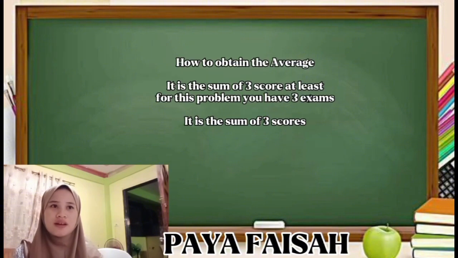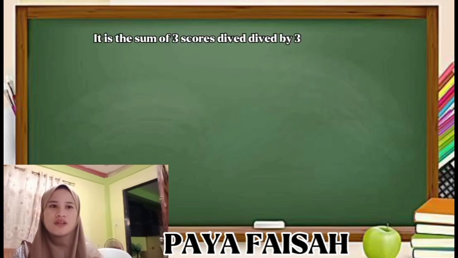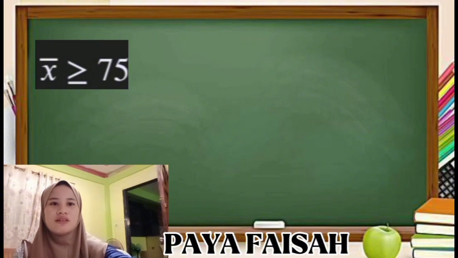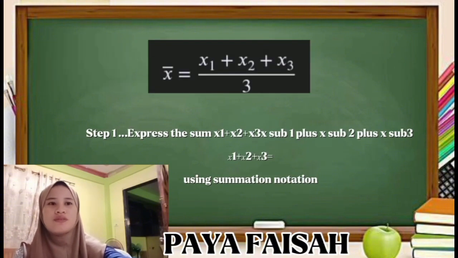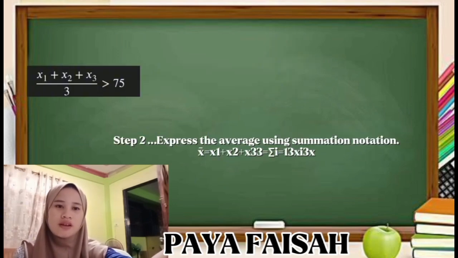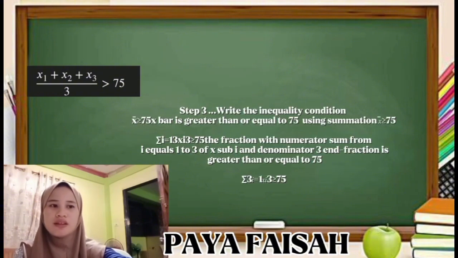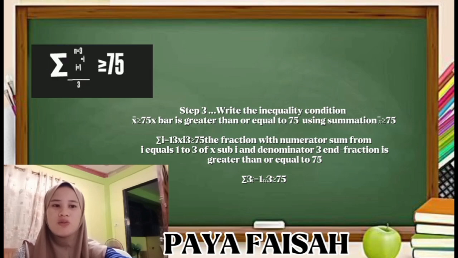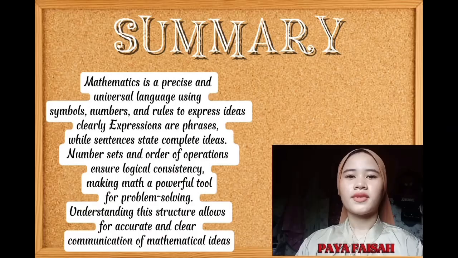How do we obtain the average? It is the sum of the scores divided by the number of exams. For this problem, you have 3 exams, so it is the sum of the 3 scores divided by 3. We use X sub 1 as a subscripted variable. X sub 1 stands for your score for exam 1, X sub 2 is for exam 2, and X sub 3 is for exam 3. The value of this must be greater than or equal to 75.